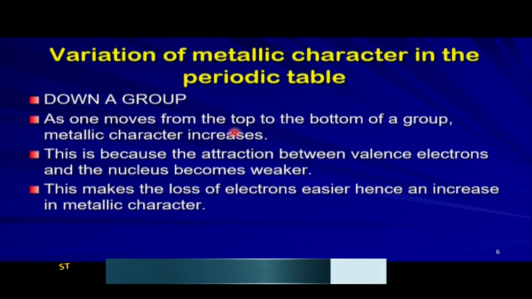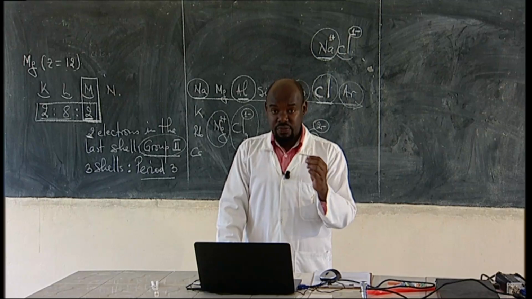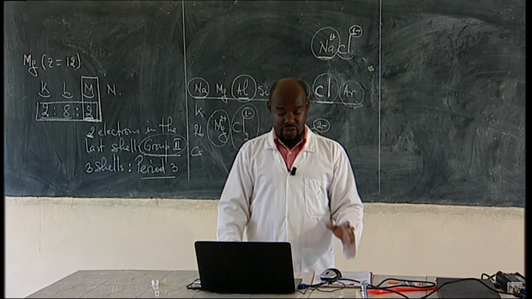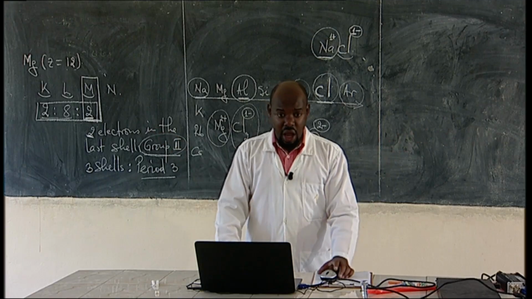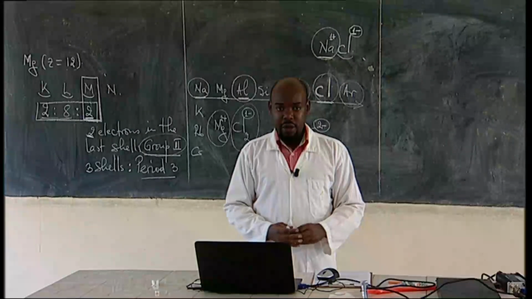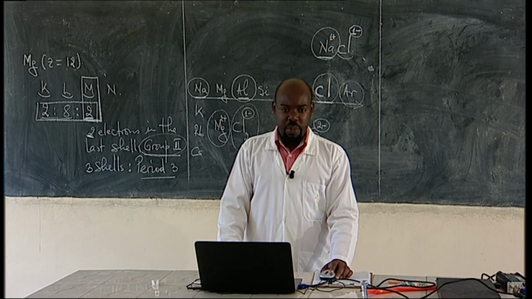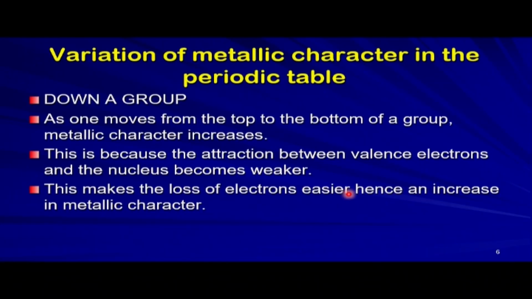Okay? So, when you move down the group, the metallic character will increase. It is very easy to lose the electrons because the size is very large. And here it is being said, it is because the attraction between valence electrons and the nucleus is becoming weaker. It becomes weaker because there is an extra shell which is added. And then this makes the loss of electrons easier, hence an increase in metallic character.